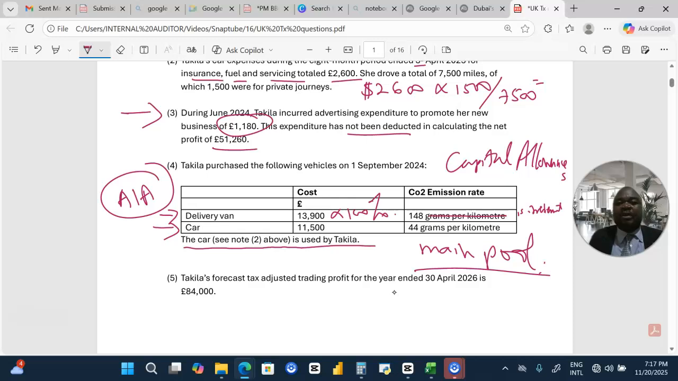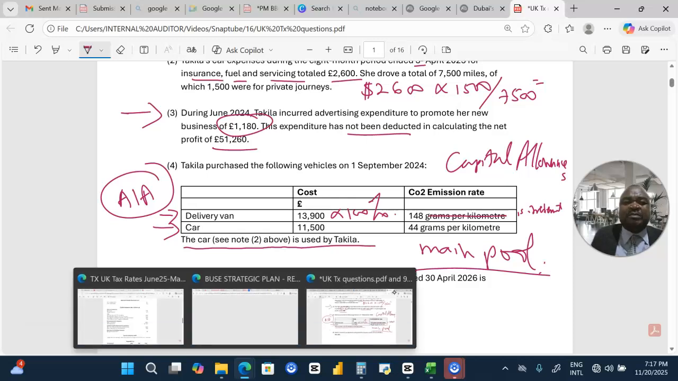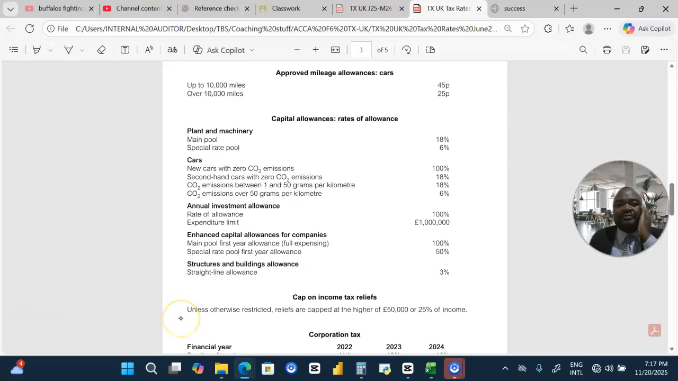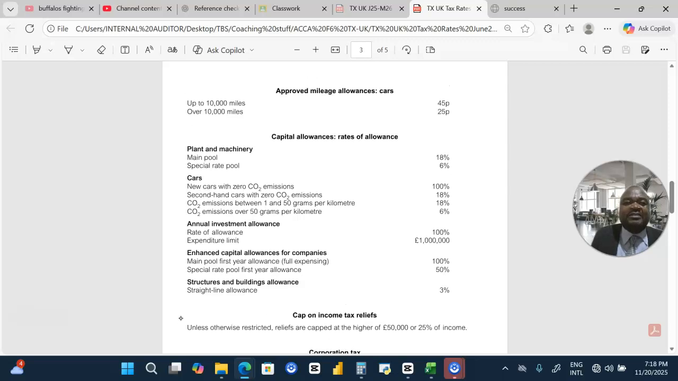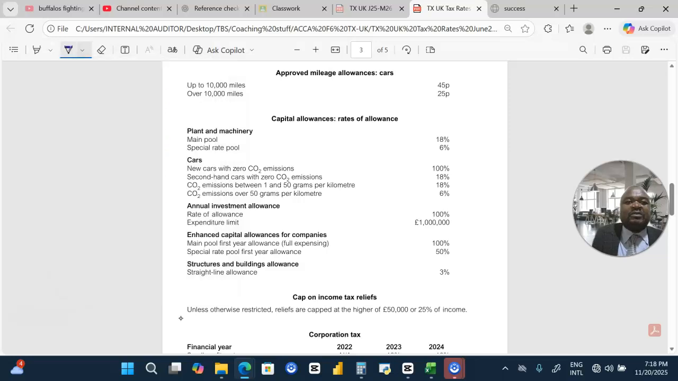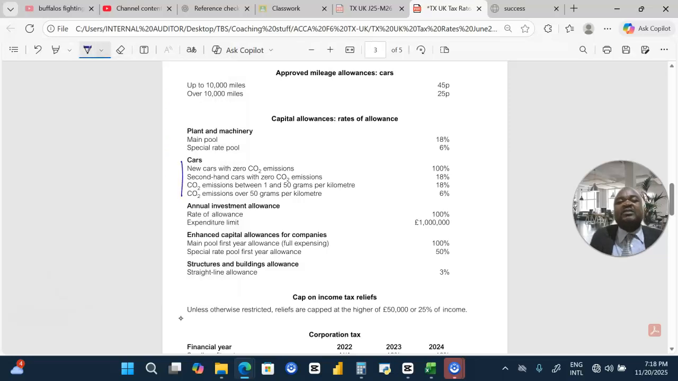Okay, can be categorized as a main pool asset. All right, so let us go to the tax tables and see how we can treat this particular car. So, cars, okay, this is the information which could be relevant for cars.